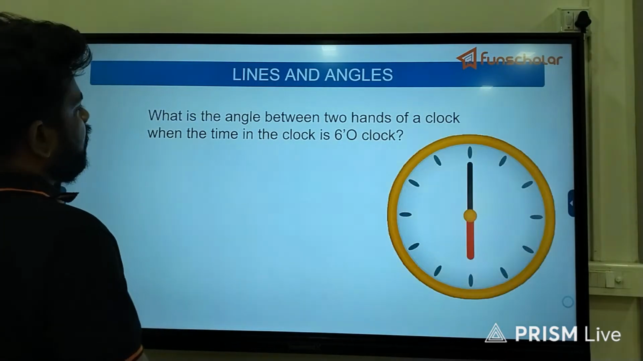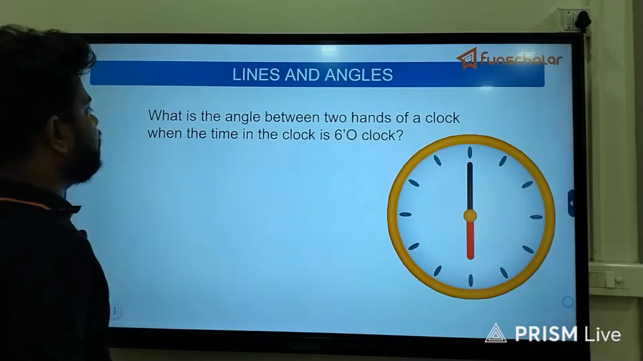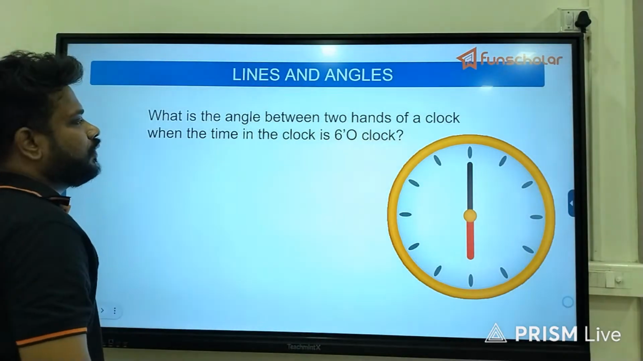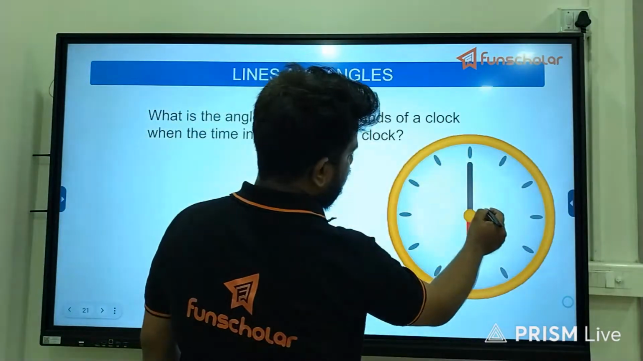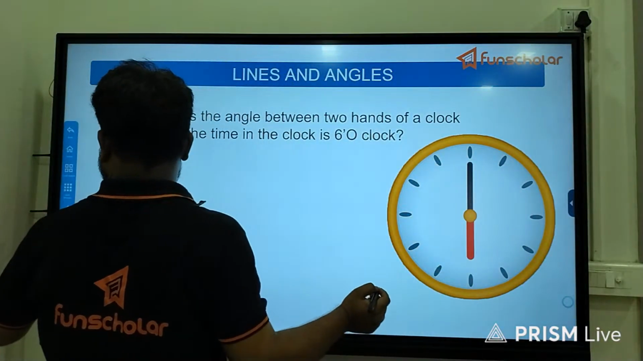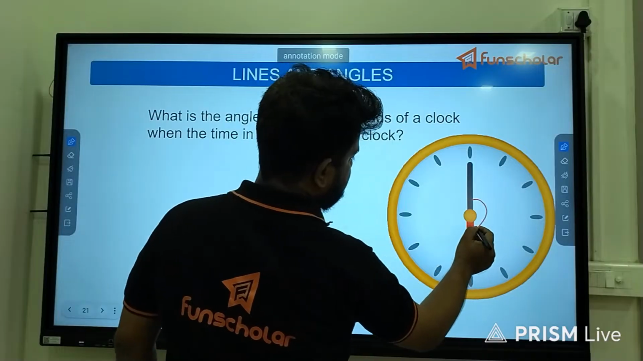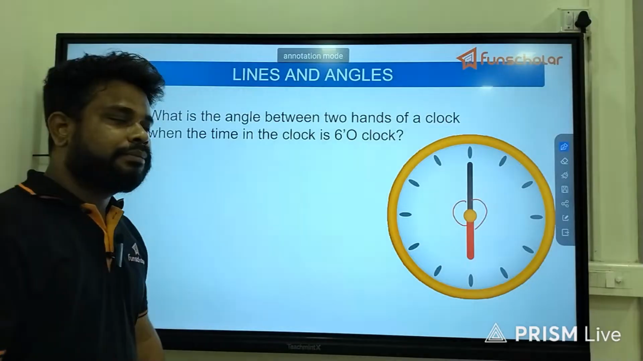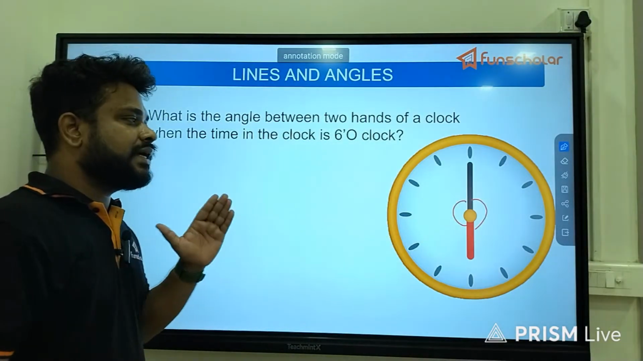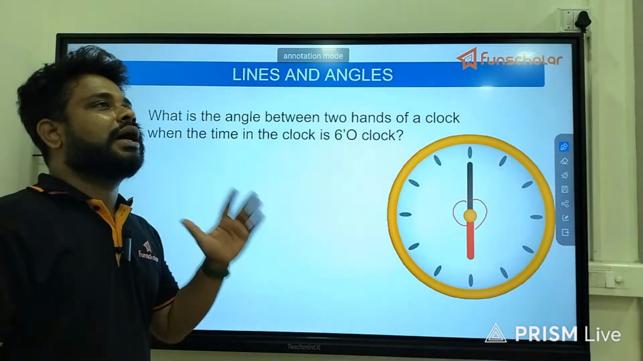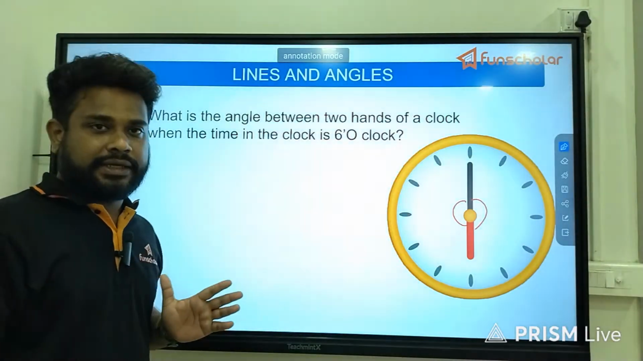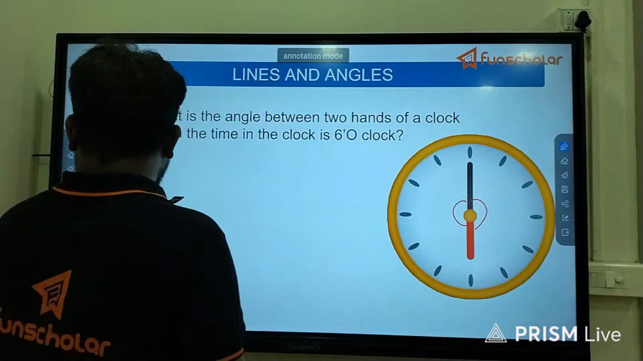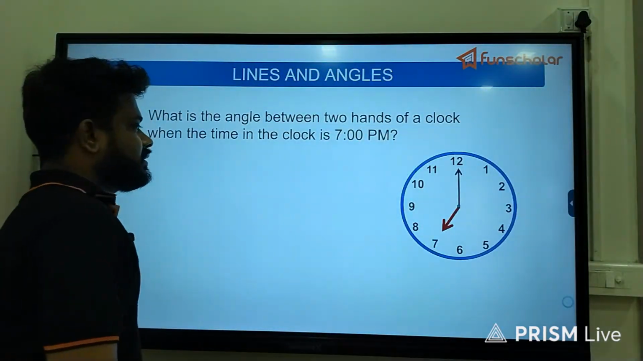Now try to tell me what the angle between two hands of a clock is when the time on the clock is 6 o'clock. You can measure the angle for this side or for this side, both will give the same value, and that is a straight line, or a straight angle, or 180 degrees. Maybe you already guessed it. Let's go to the next.